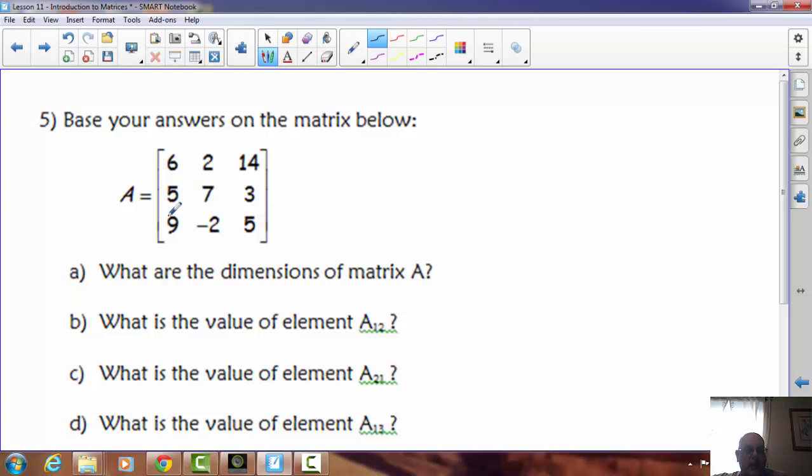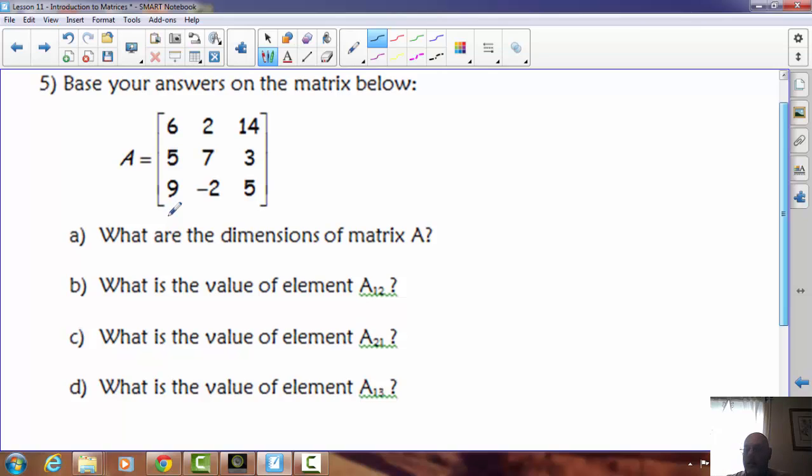So I give you this matrix, and I say base your answers to the questions below on this matrix. What are the dimensions of matrix A? Matrix A is a 3 by 3, 3 rows, 3 columns. What's the value of element A12?